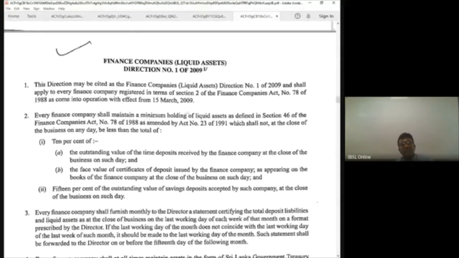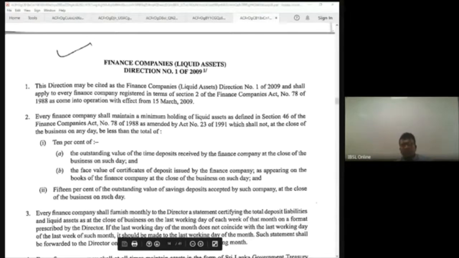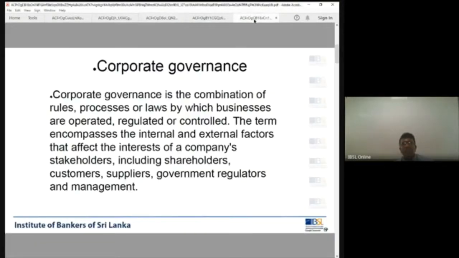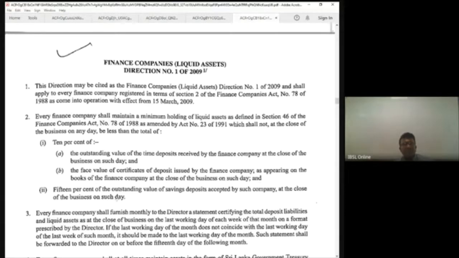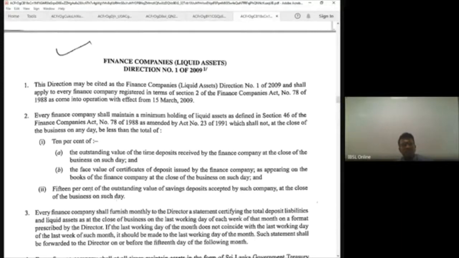Every finance company shall maintain a minimum holding of liquid assets as defined in section 46, which shall not be less than 10% of the outstanding value of time deposits and 15% of the outstanding value of savings deposits accepted by such company at the close of business on such day. That means when I accept deposits from you, I can use them to buy illiquid assets like these shares. But when I am running a finance company, out of my savings accounts' total aggregated value, 15% I have to keep as liquid assets, say government securities. Government securities are very liquid. 15% of the outstanding value of savings deposits accepted by such company should be maintained as liquid assets.